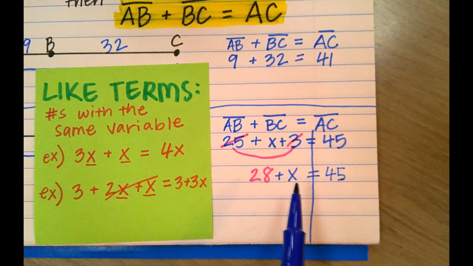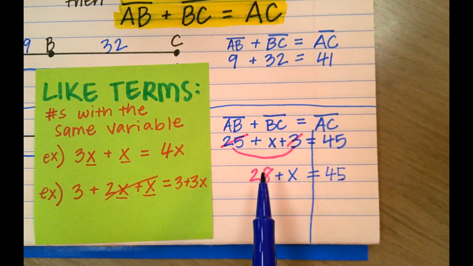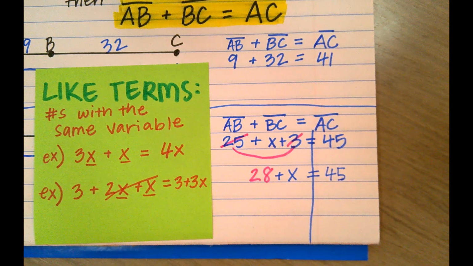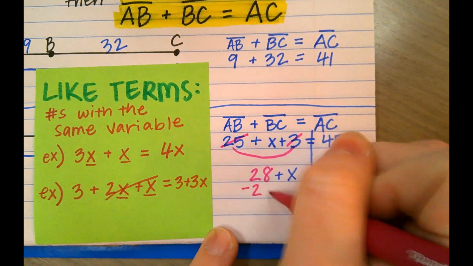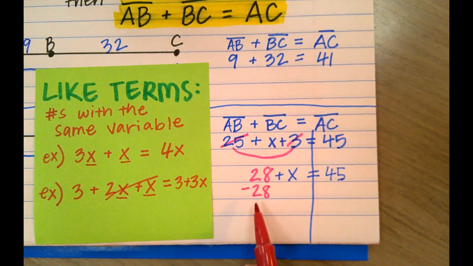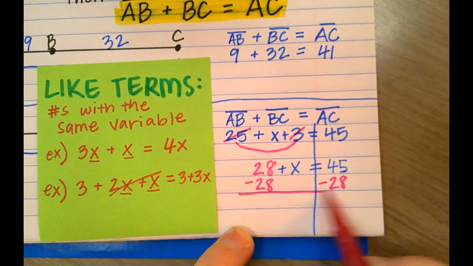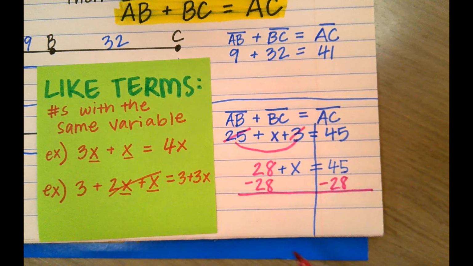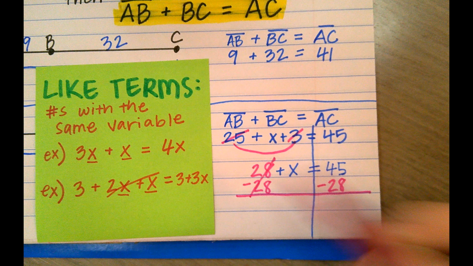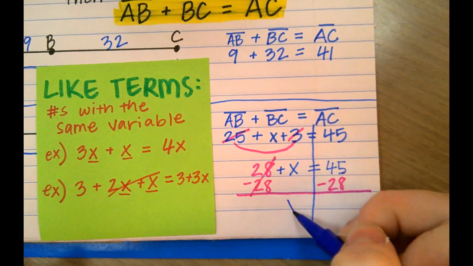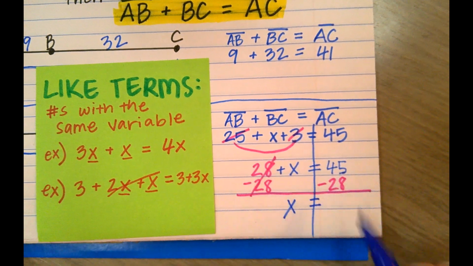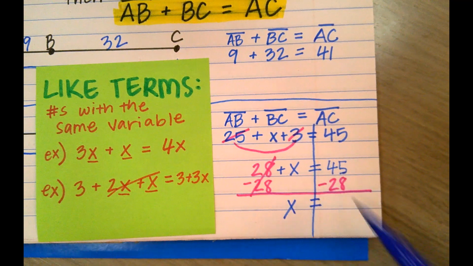Now, I'm trying to get x by itself. How do I get rid of 28? You subtract. Yes, let's subtract 28. If I do something on one side, I have to do it to the other side to keep it equal. So minus 28, minus 28. And what happens to my 28s? They cancel, so x comes down. Equals. And now what do I do here? Is it 18? 17.